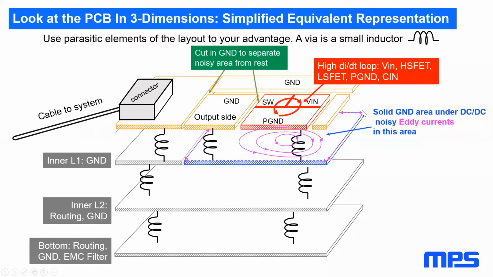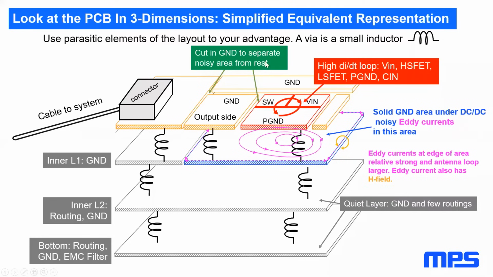At the edges of the board, we have a slightly increased current density and also some magnetic fields. The other thing is that with this approach, we shield most of the noise already with layer 2, and inner layer 2 and bottom layer will be very clean and can act as a clean system reference for connectors and filters.